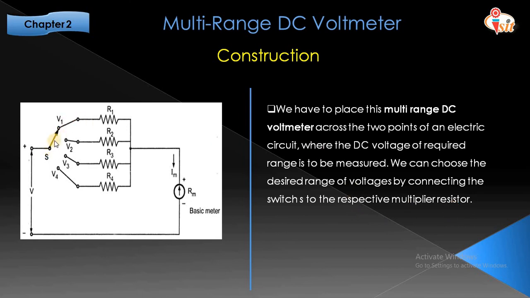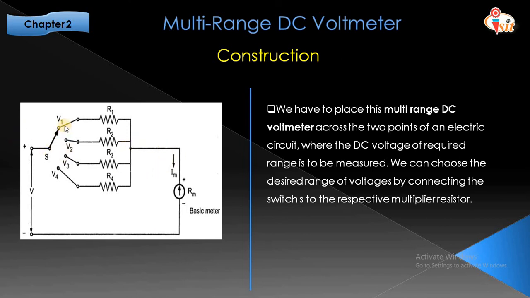We can choose the range of the voltmeter by selecting a different multiplier. Different multiplier means what? R1, R2, R3, R4. Again I am repeating, the figure shows the multi-range DC voltmeter. Why has the name become multi-range DC voltmeter? Here a number of resistances are used, that's why it is called multi-range. Here we can measure the voltage, that's why it is called a DC voltmeter.